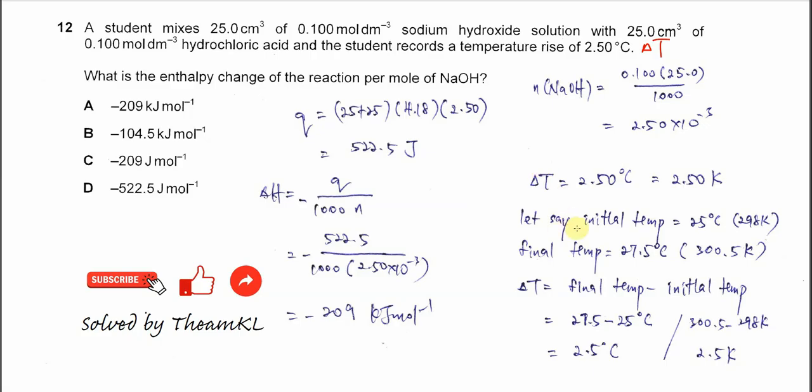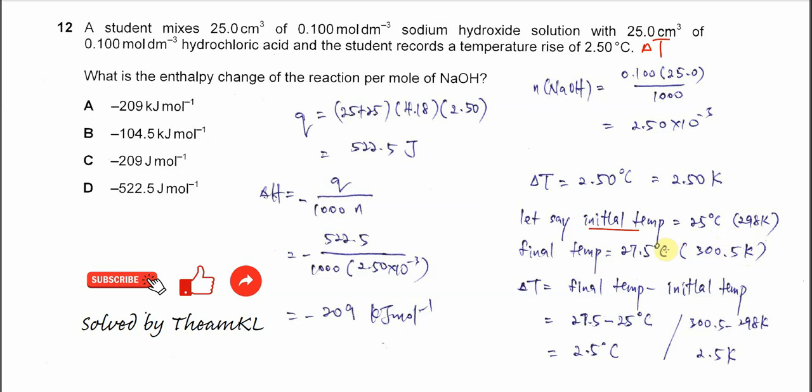Let's say the initial temperature is 25 °C. If we change to Kelvin, after adding 273 it is 298 Kelvin. If the temperature increases by 2.5, then 25 will increase to 27.5 °C. In Kelvin, it also increases by the same magnitude, from 298 to 300.5 Kelvin. So both increase by 2.5.